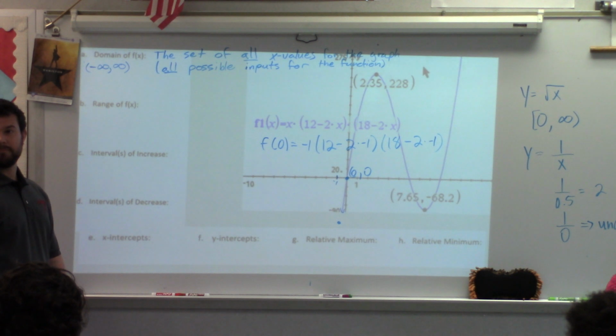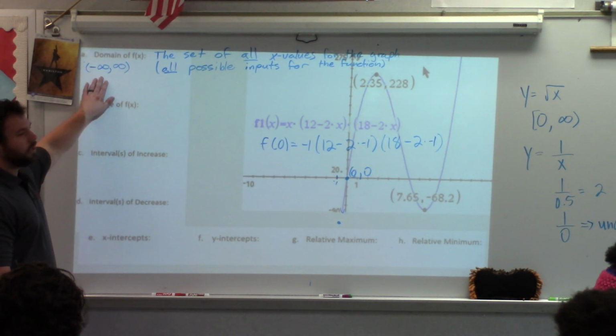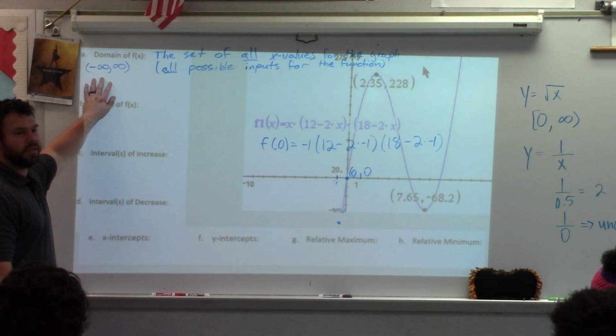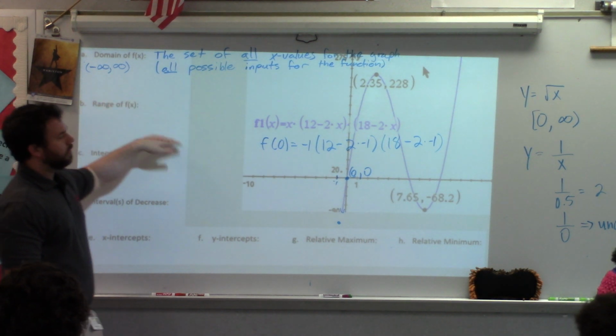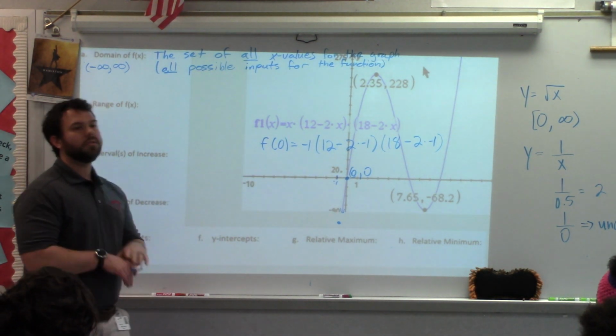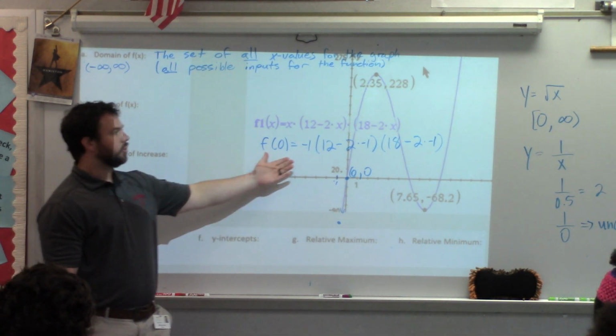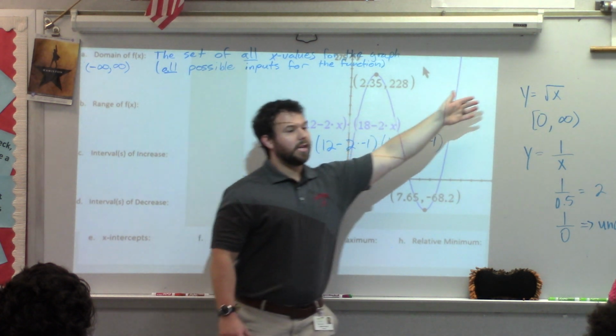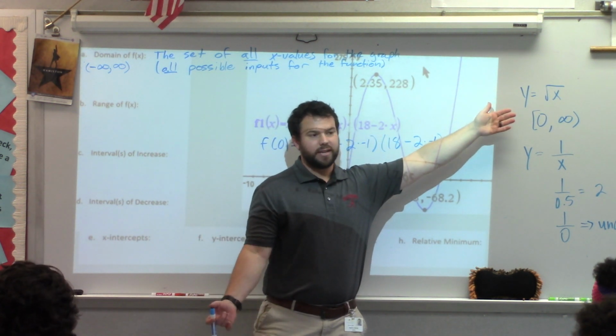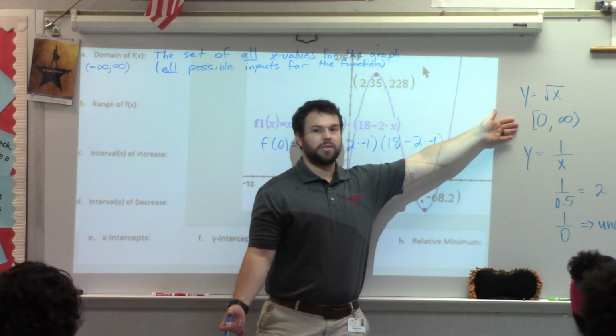Any other guesses? Couldn't you plug anything in? Because it's negative infinity to infinity. Remember how we earlier said the domain was negative infinity to infinity? Polynomials, you can always plug in any number, because there's no restrictions, right? I cannot take the square root of a negative. I just can't. That's why that's the domain.